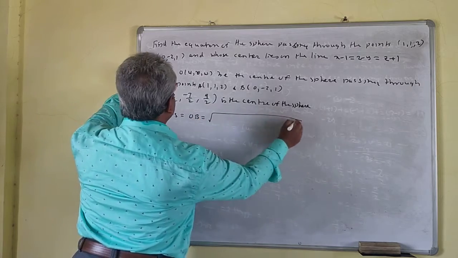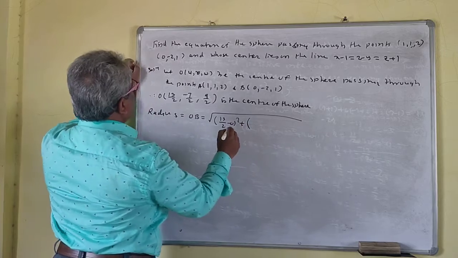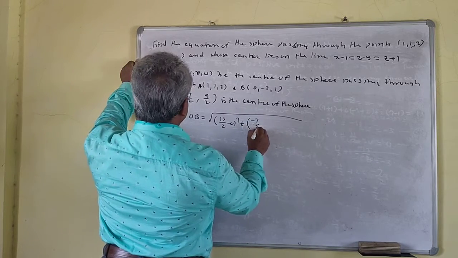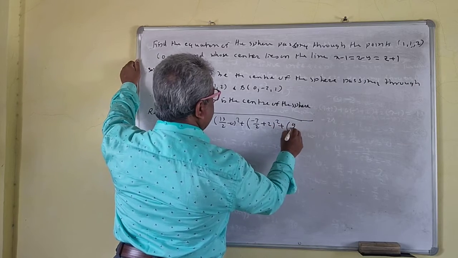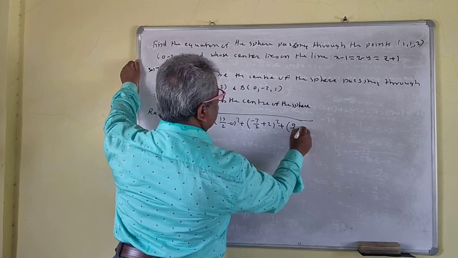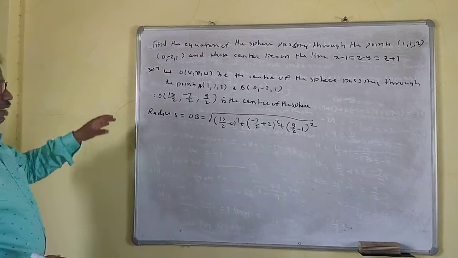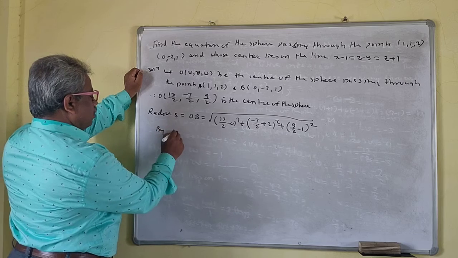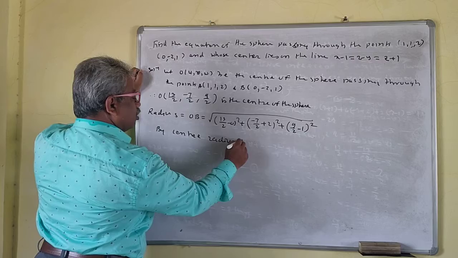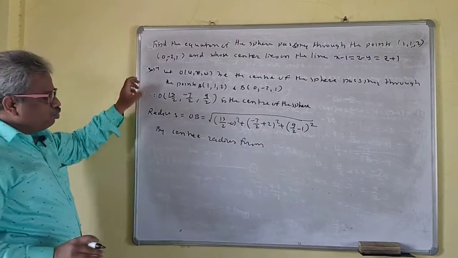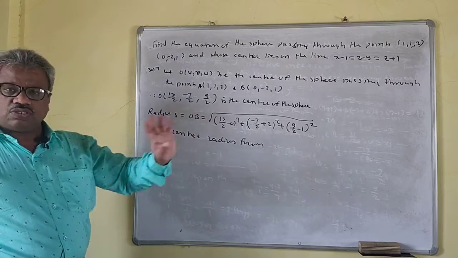Root of 13 by 2 minus 0 square, minus 7 by 2 plus 2 square, plus 9 by 2 minus 1 square. Okay, we are not simplifying this, keep as it is now. By center radius form, because this is not our aim to find the radius. Our aim is to find the equation of the sphere. So no need to simplify this.